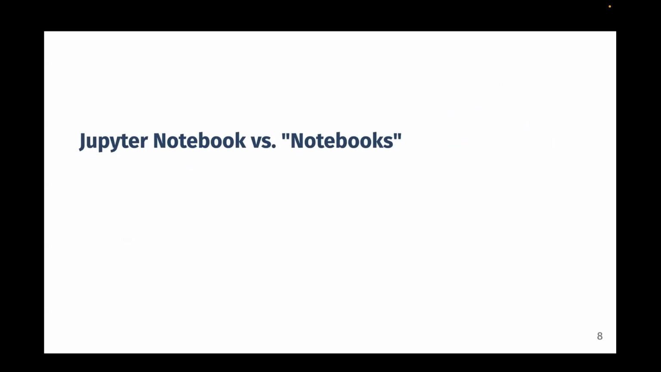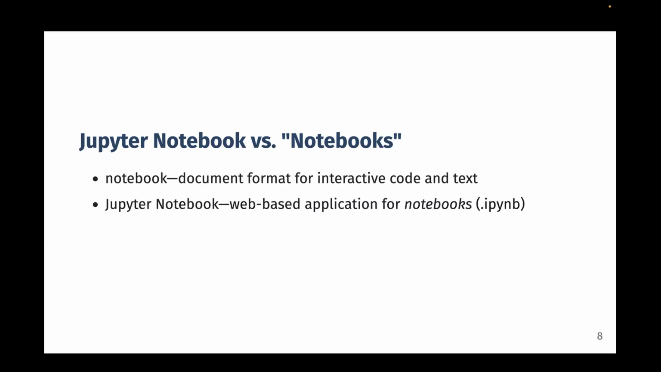So the first distinction we need to make is between Jupyter Notebook and notebooks. As I just said, the notebook I'm going to use to refer to this document format, which is just a document that combines computer code and text. Whereas Jupyter Notebook is actually an application for running notebooks. In particular, the notebooks from the Jupyter product have this very characteristic file extension, IPYNB. I'll have a look into more details on what that means in a second.